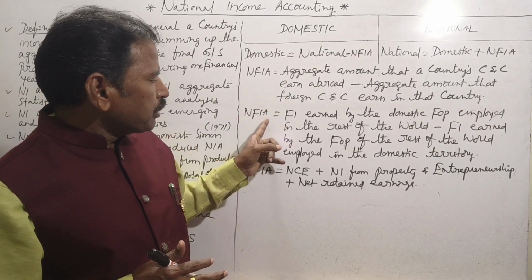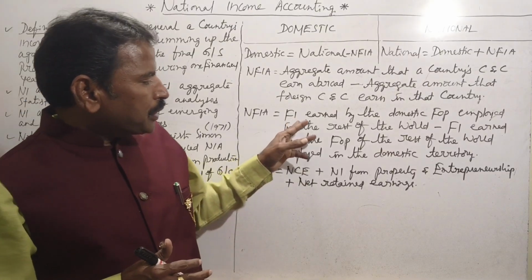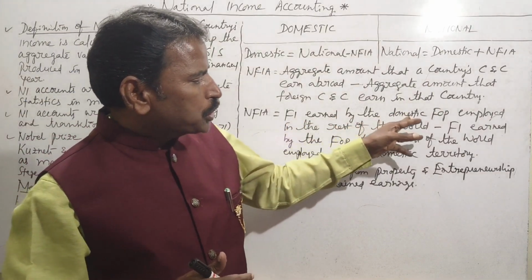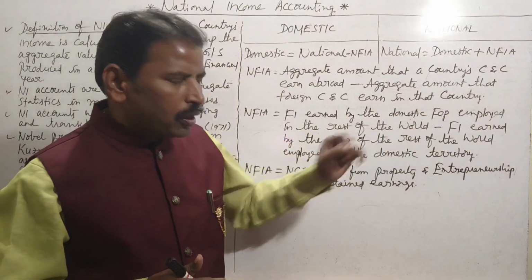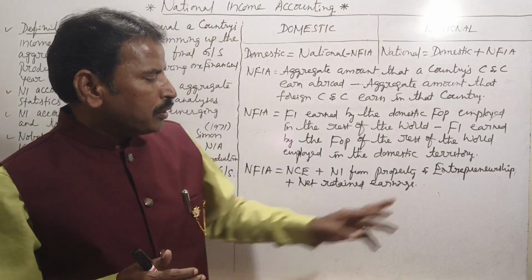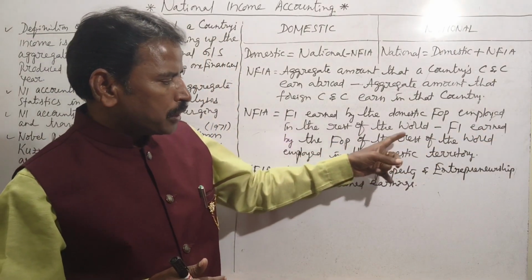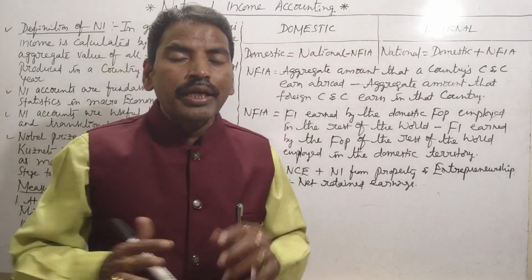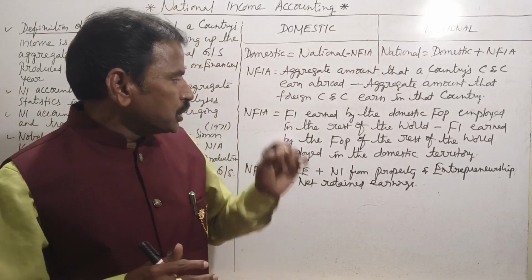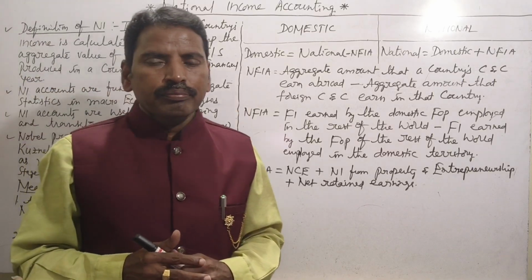Net factor income from abroad is equal to factor income earned by the domestic factors of production employed in the rest of the world minus factor income earned by the factors of production of the rest of the world employed in the domestic territory. This difference is called net factor income from abroad.